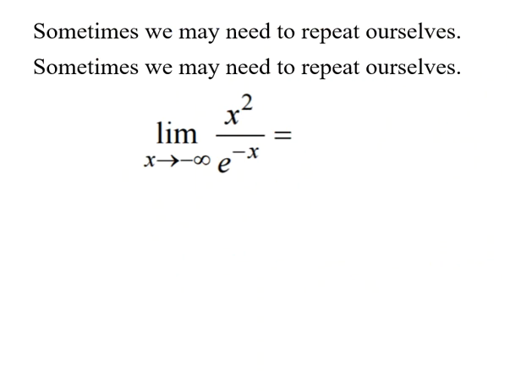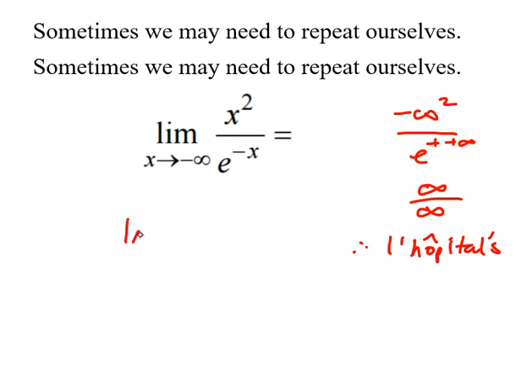So sometimes we have to repeat ourselves. This is an example where we might have to do L'Hopital's more than once. So as I plug this in, I'm going to get negative infinity squared over e to the negative infinity. So that's going to be positive infinity. We agree, infinity over infinity. Okay, so therefore L'Hopital's.